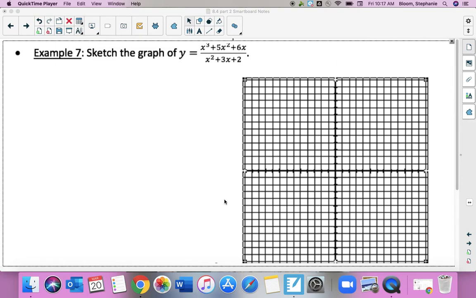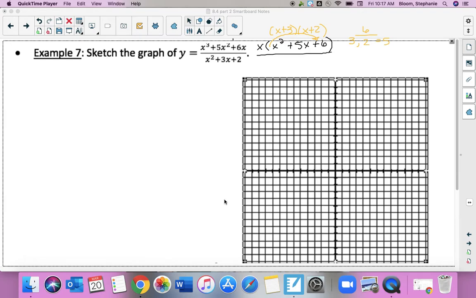So for the second example, we're going to do the same thing, find all of the parts. And so I'm going to start with simplifying this. So I noticed that out of the top, I can take out an x. So I'm going to do that first. And then after I've done that, I can see that this trinomial can be factored. So factors of 6 that add to 5 would be a 3 and a 2. So this is going to be x plus 3 times x plus 2.